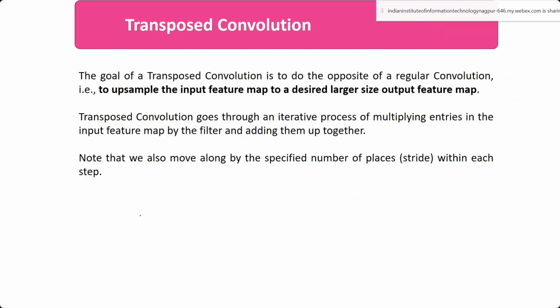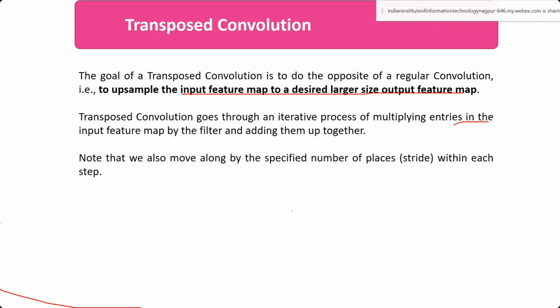Now we will quickly go through the transpose convolution operation. The goal of the transpose convolution operation is to do the opposite of convolution. In convolution, we are reducing the dimension. In transpose convolution, we are increasing the dimension. We are upsampling the feature map to a desired larger output feature map. Transpose convolution goes through an iterative process of multiplying entries in the input. So it is the reverse one.